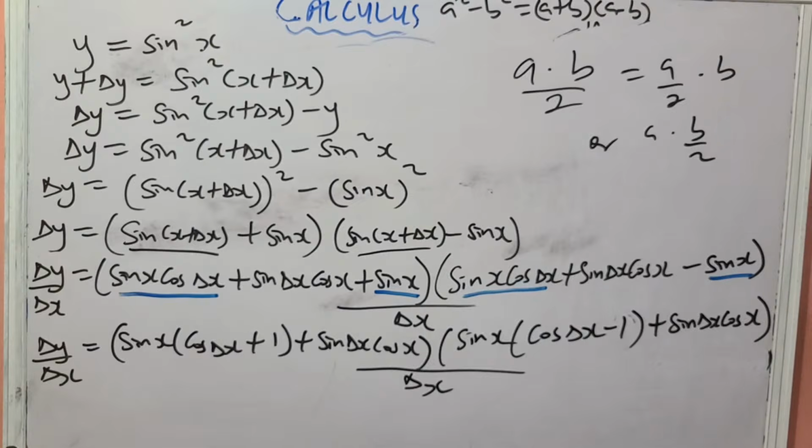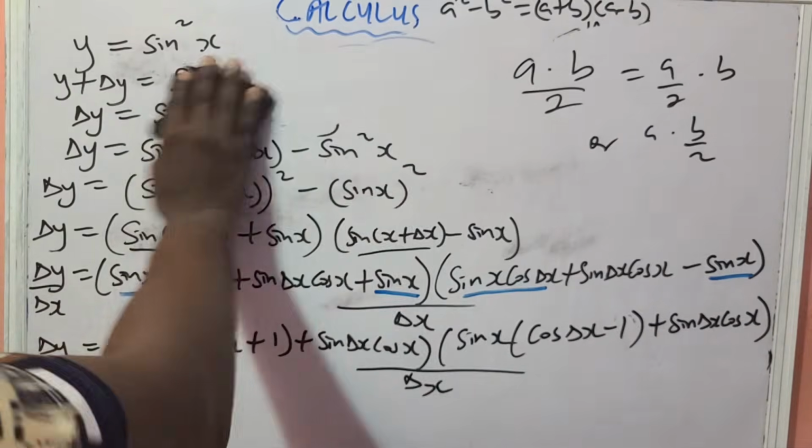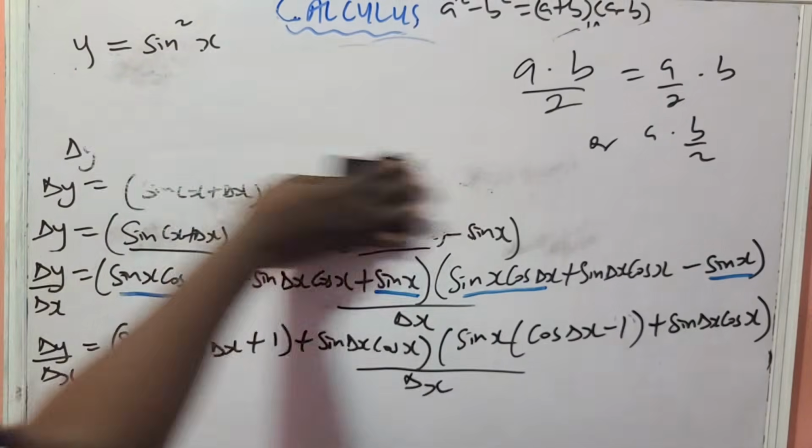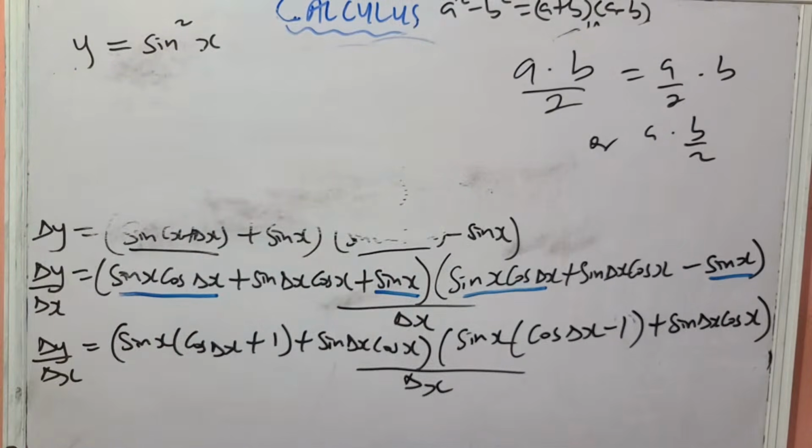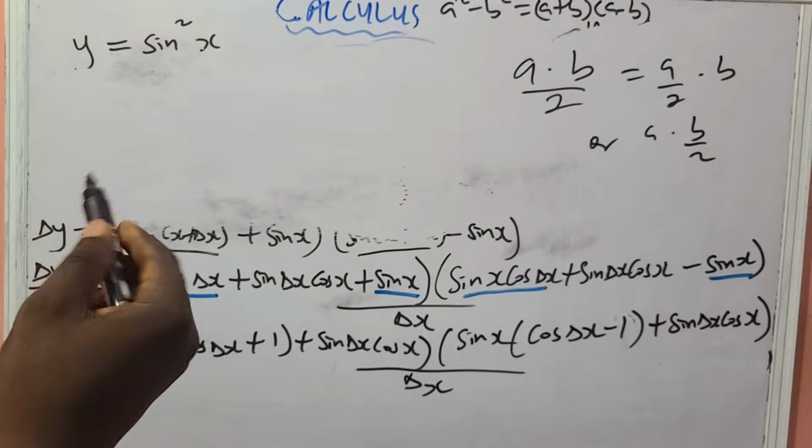So I'm going to use it this way. Look at exactly what I'm going to do. Just try and pay attention. You will see what's going to happen now. So don't forget, we're trying to differentiate sine square x. We've gotten it using the chain rule, but we want to use the first principle at this point. So look at what is happening right here now.